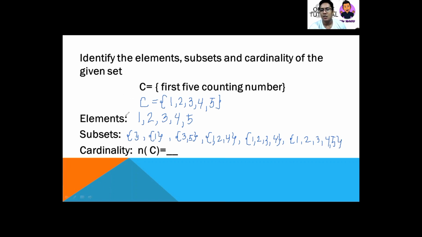So the cardinality, or the number of elements: we just count the number of elements in the set. We have 1, 2, 3, 4, 5. So the number of elements in set C is 5. So that is the cardinality.